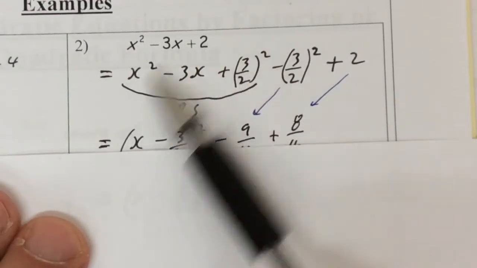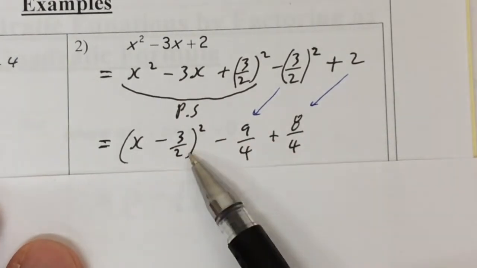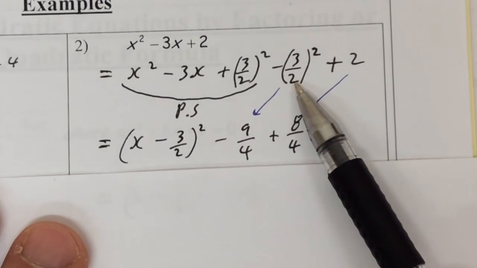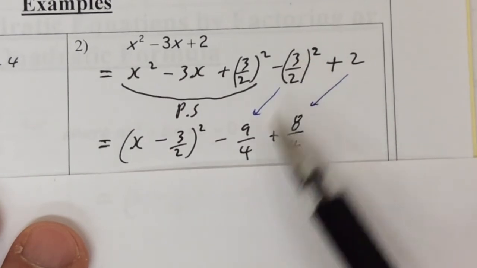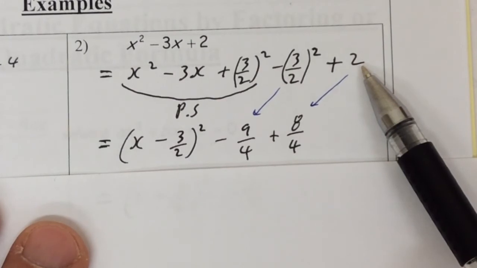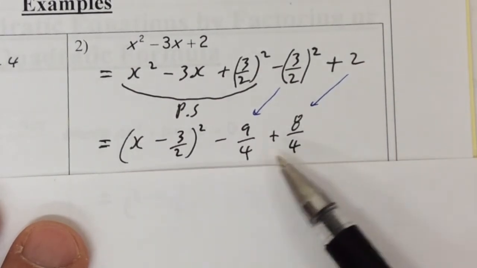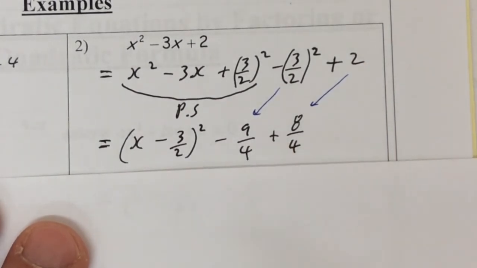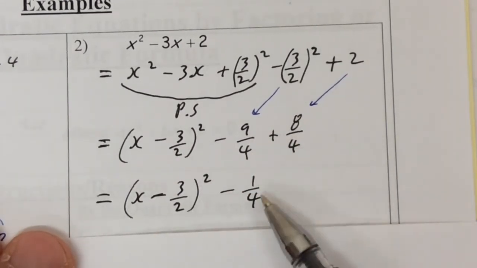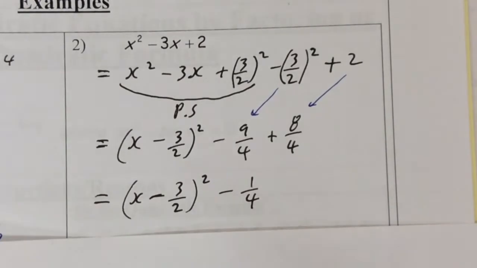Now, this part here becomes the perfect square, x minus 3 halves, all squared. 3 over 2 squared is going to be 9 over 4. And then converting 2 to something over 4 is 8 over 4. Now we have a common denominator. We add those. Negative 9 over 4 plus 8 over 4 is negative 1 over 4. And you've completed the square.